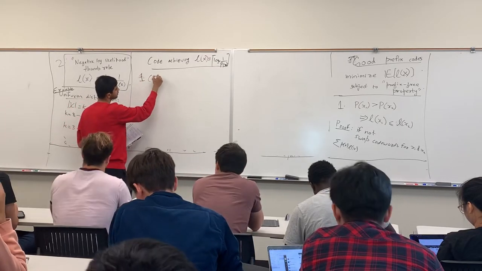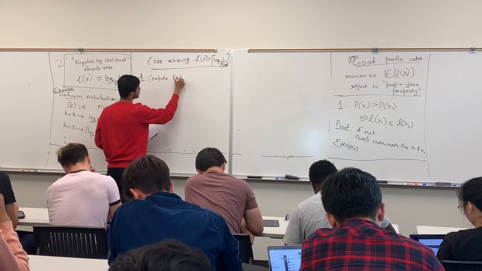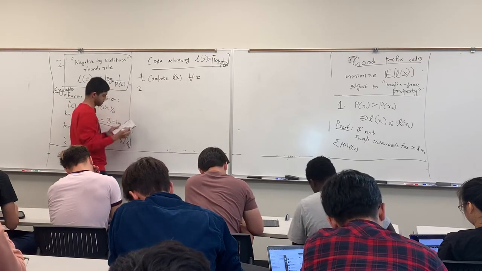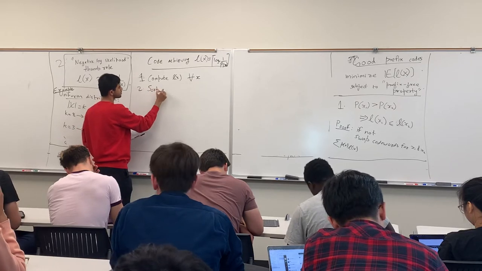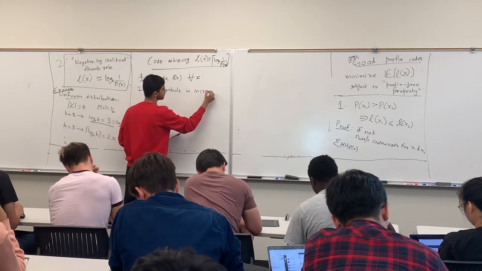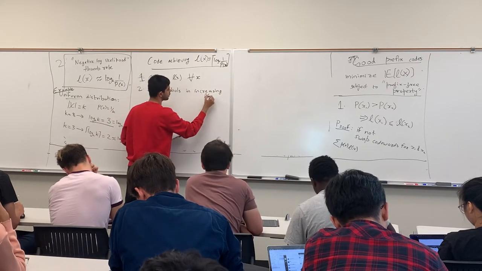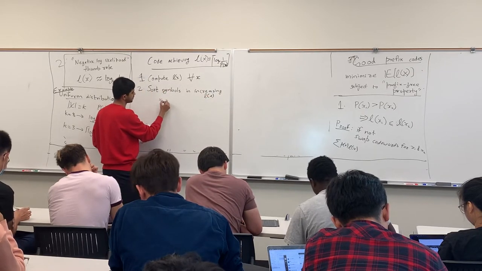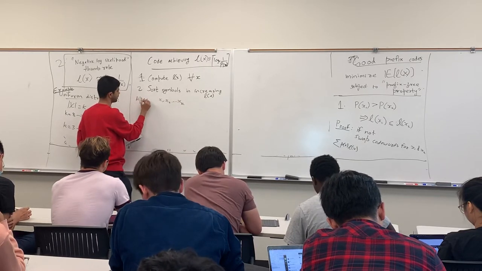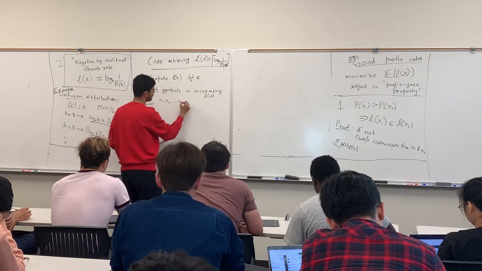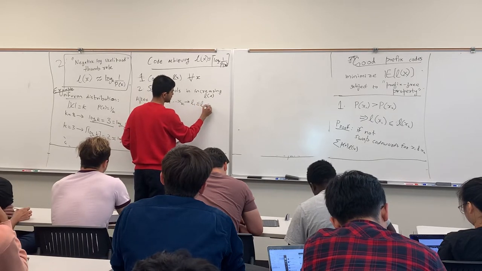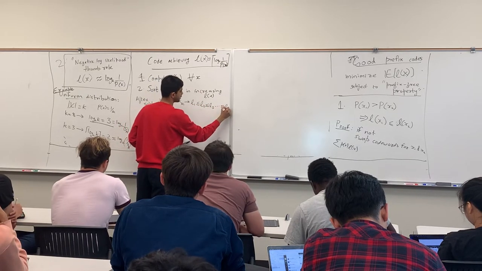Okay, step one: compute L of x for all x. Sort symbols in increasing L of x. Let's call them x1, x2, up to xk, after sorting, with lengths L1 less than or equal to L2 less than or equal to L3, and so on, less than or equal to Lk.